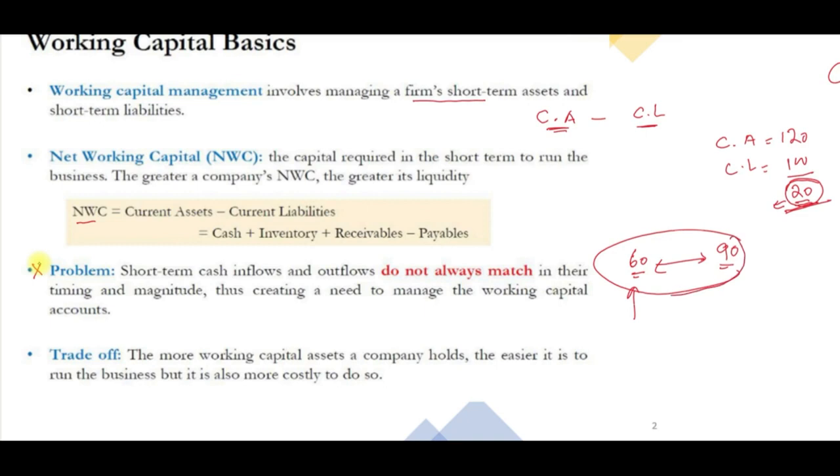Another thing, trade-off. If the company keeps more working capital, as I just told you, it is good for the company, that company has more liquidity, but at the same time there is a trade-off that the company may lose an investment opportunity and the company could also use those funds for some other purposes. So it means holding a higher level of cash could be costly for the company. Okay, so that is actually a trade-off that the managers have to make.